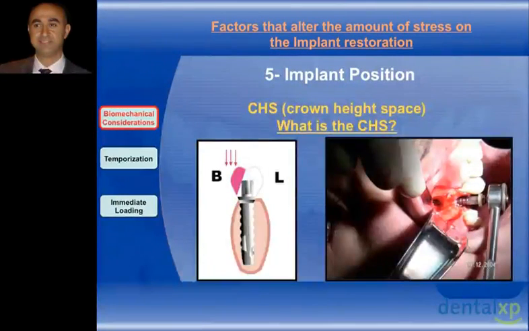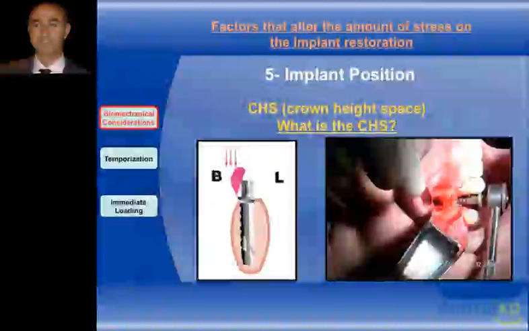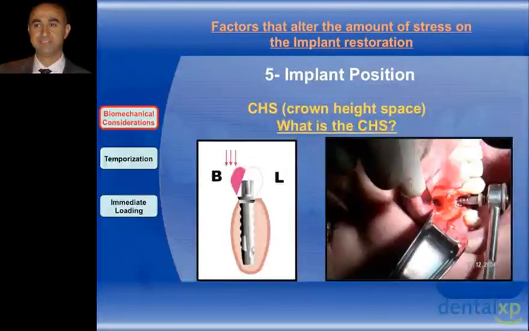So in other words, we have to place our implants in the right position according to occlusion and not according to where the bone availability is.